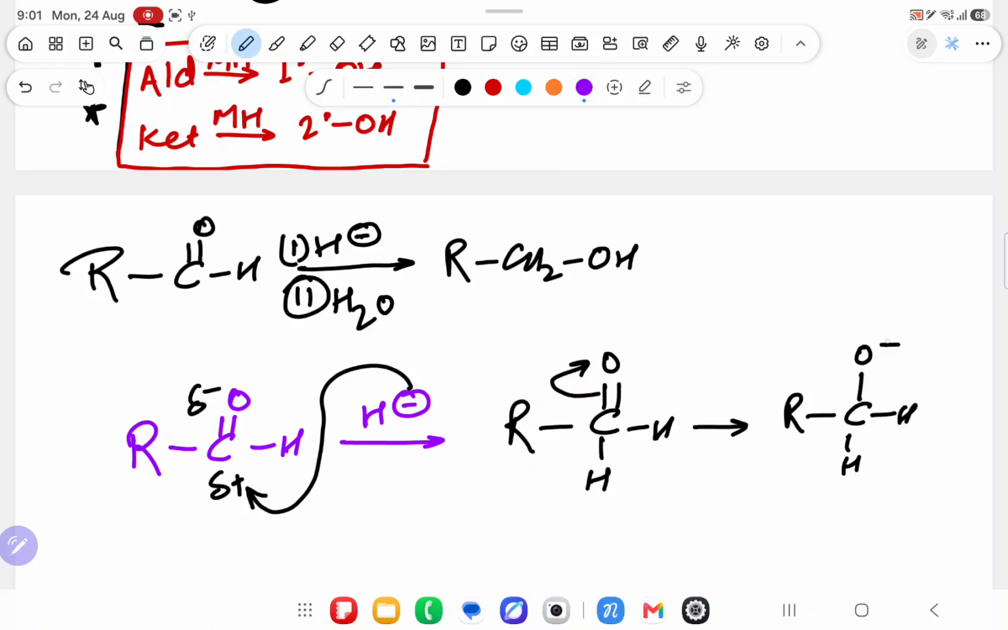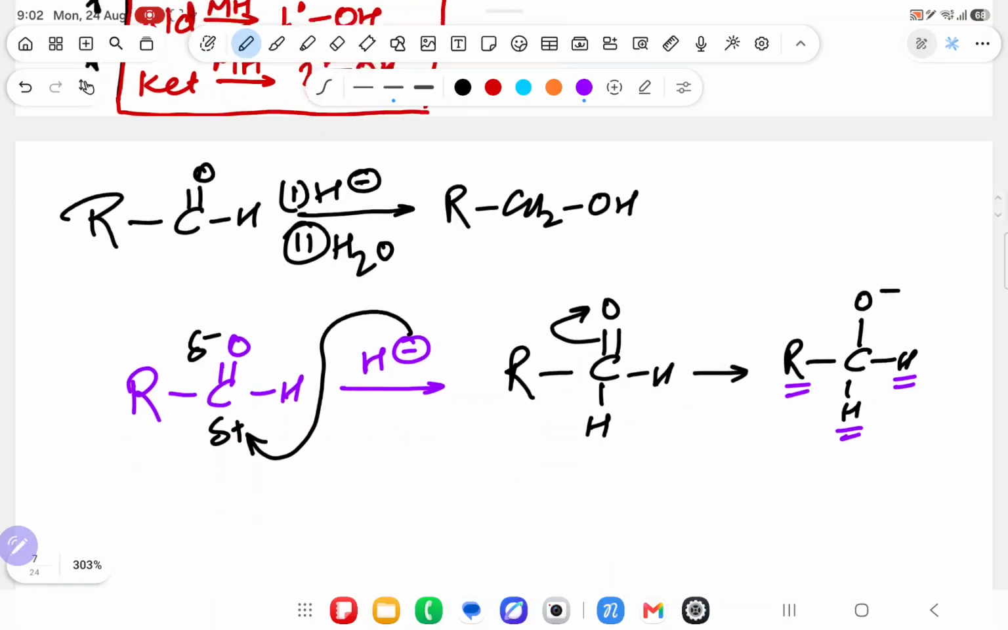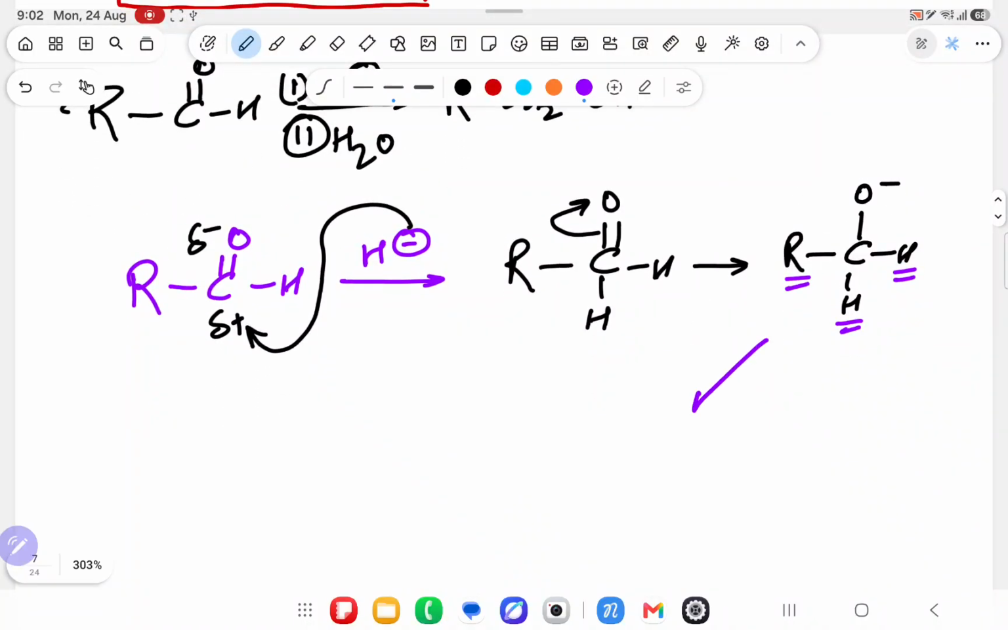O minus says, no, I want to return back, give me some space. So this H will say, no, I am not a leaving group. This H will say, brother, I am also not a leaving group. This R will say, no brother, I am totally not a leaving group. So this O minus is totally worried. At that time, H2O will come, and H2O or NH4Cl.